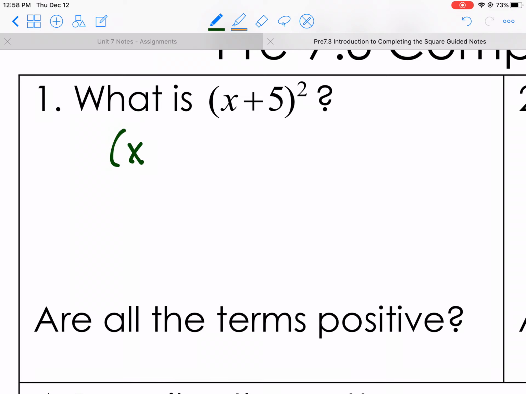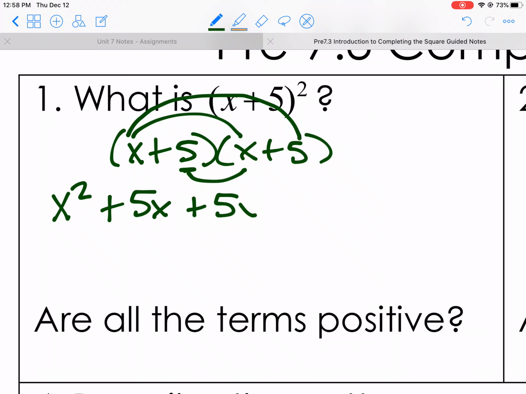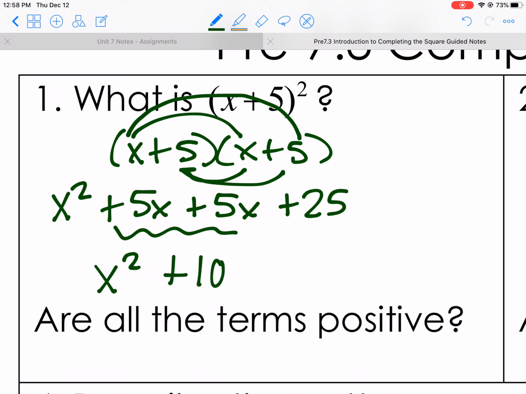So that is x plus 5 times x plus 5. And then when you expand this, you're going to multiply the first terms and then multiply the first term by the last term. So we've got 5x. Then we're going to multiply this term 5 times each of the terms in the other parentheses. So 5x and then 5 times 5, that's 25. Here we have like terms, so we'll combine those and get x squared plus 10x plus 25.